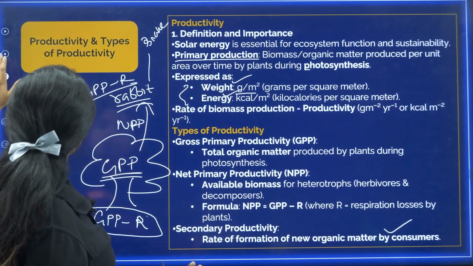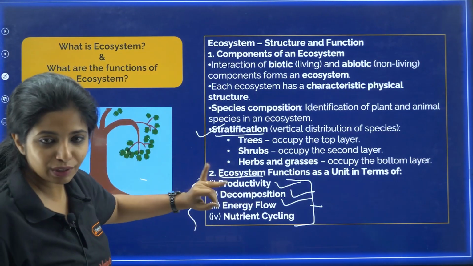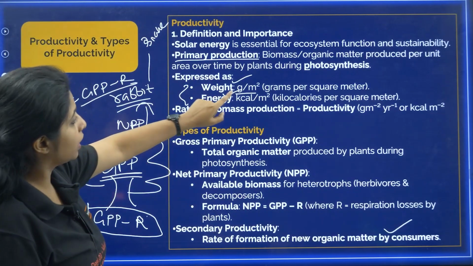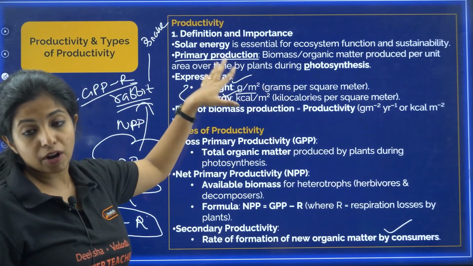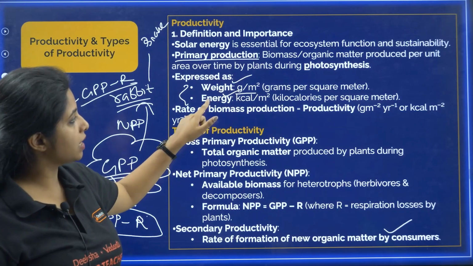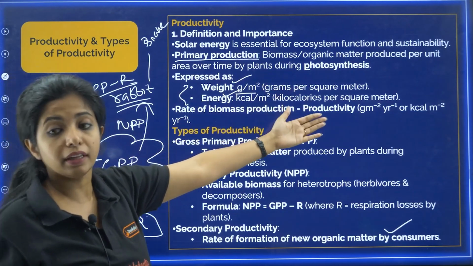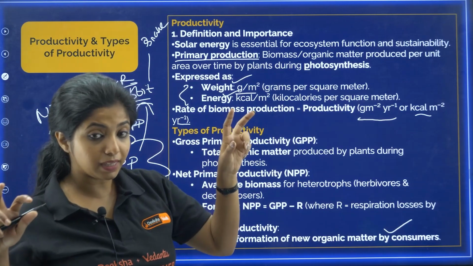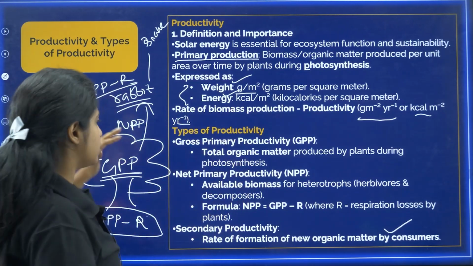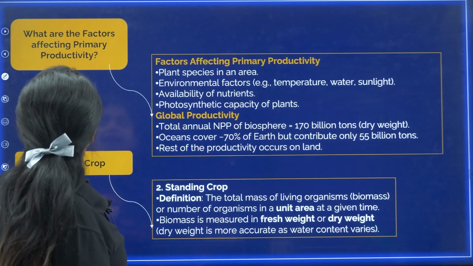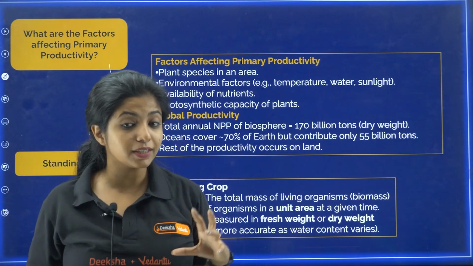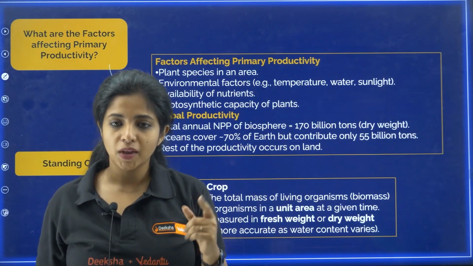Right. So, the functions of ecosystem are these four: productivity, decomposition, energy flow, and nutrient cycling, and we studied about this. Okay, if production can be expressed in weight, that is this, and energy, that is this, or productivity can be expressed like this, where you add the term year as well, that is you take time into consideration. Now, going ahead, what are the factors affecting the primary productivity? What do you think are the factors that would be affecting the primary productivity?